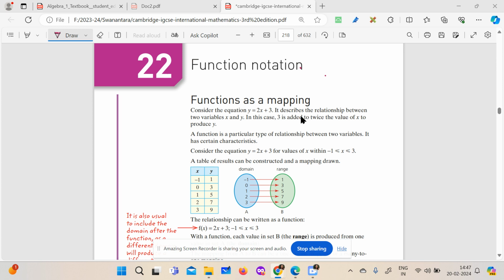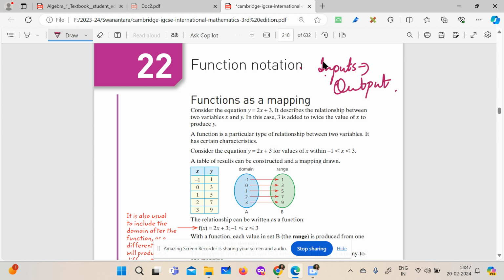So today we are going to study function notation. First, let's know what a function is. The word function, you can say, is a relation between a set of inputs and that gives some output.